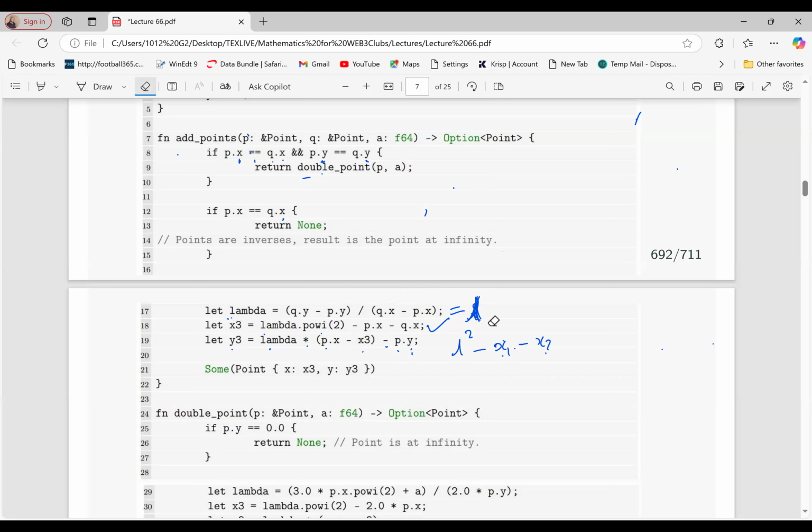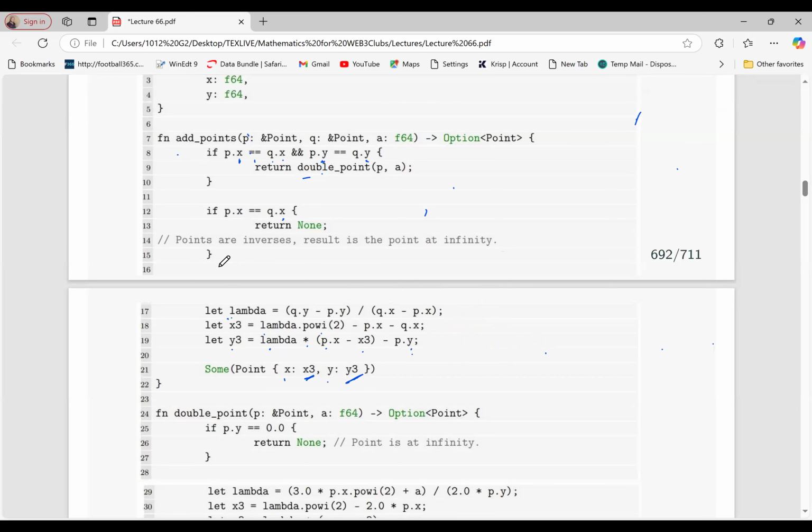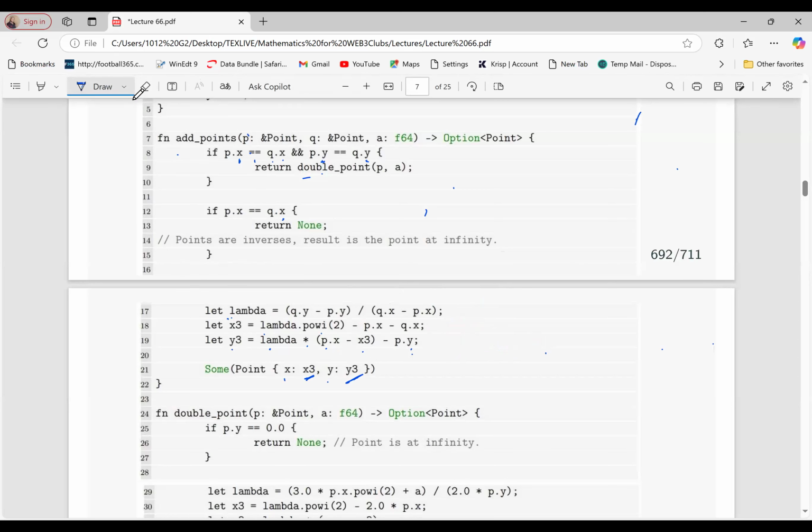And then after that, if that point exists, the formula will just say that the result is some point x3, y3, where x3 is the x value and y3 is the y value. That is, if the points were different. If the points were different, then this is how we'll be doing the summation of those 2 points.